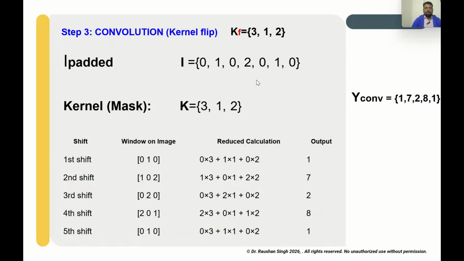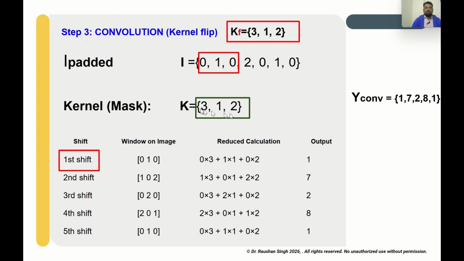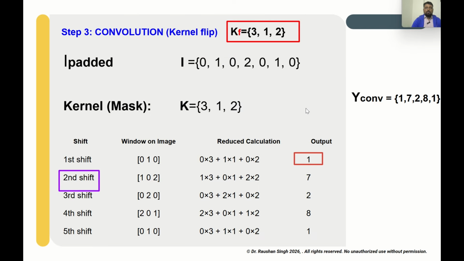Everything else is the same. For the first shift, we'll be selecting this 010, and instead of 213, now we have 312. So 0 will be multiplied with 3, 1 will be multiplied with 1, and 0 will be multiplied with 2, and all will be added, and you will be getting this value. Then again for the second shift, the same process. It will be moved toward the right side. Again 1 will be multiplied with 3, 0 with 1, and 2 with 2, and you will be getting this value.